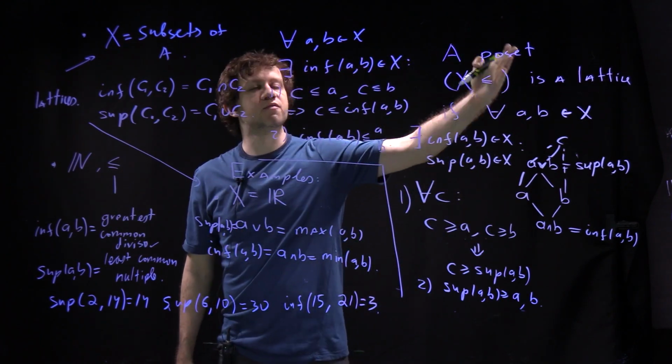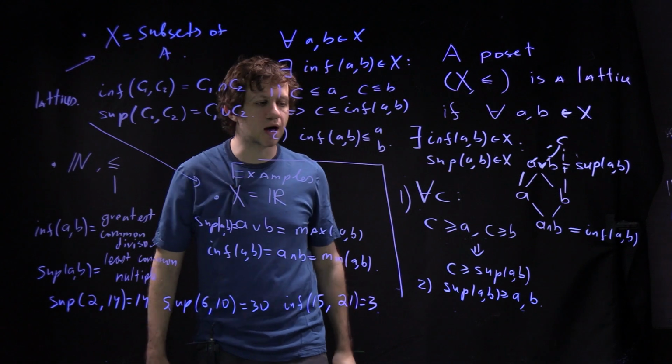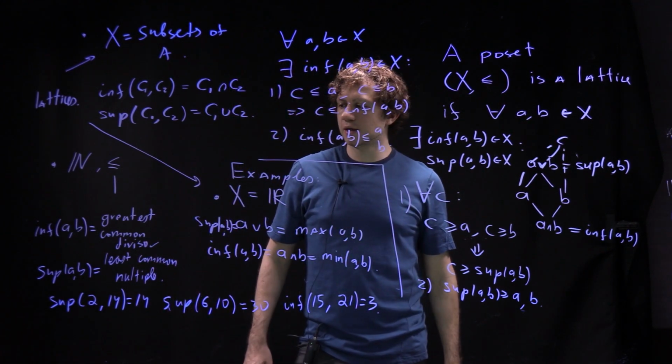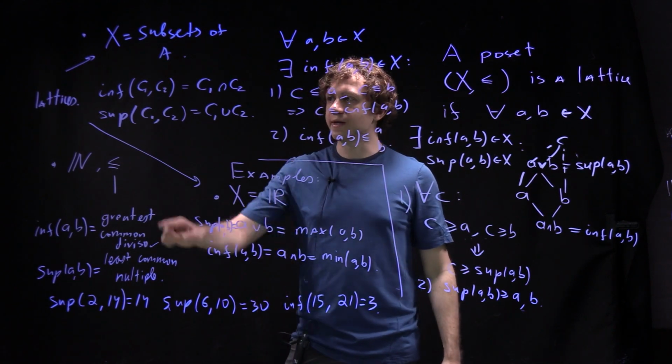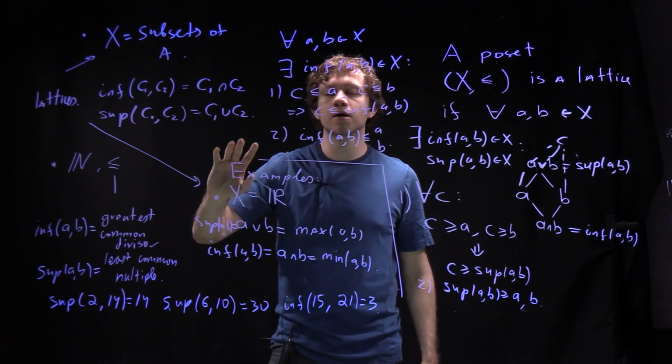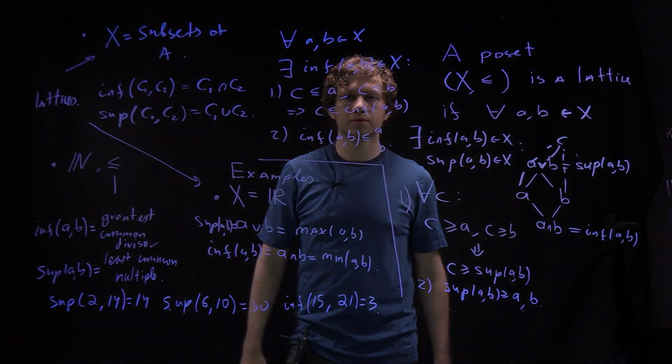There are lots of examples of posets which are lattices, not all of them are. I want now to talk about the lattice of subgroups of a group. What is infimum there, what is supremum there, and look at some examples.